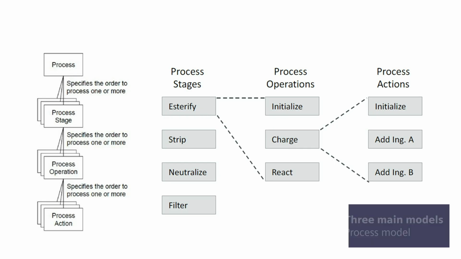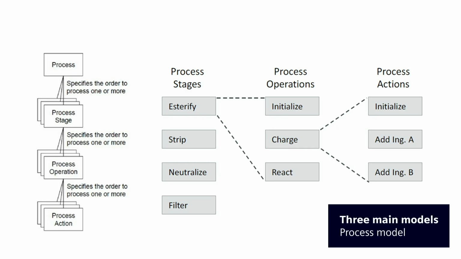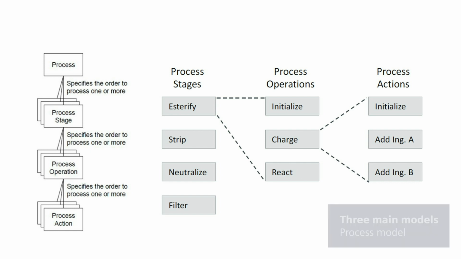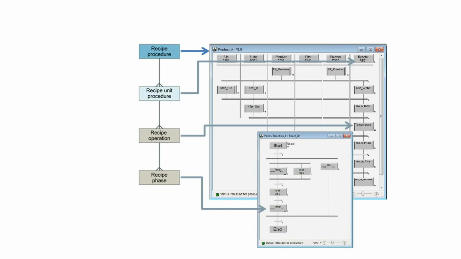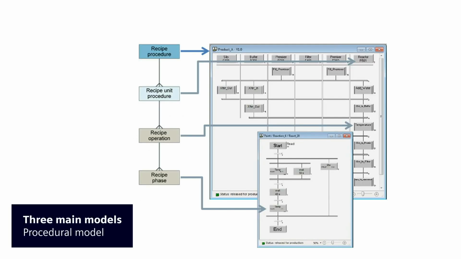The central concept of the S88 Batch Control Standard is separating the recipe that describes how the product is made from the equipment that is used to make it. The three main models that the standard describes are the process model, which handles the aspects of the chemical and physical changes during production; the physical model, which handles the equipment being used during production; and the procedural model, which handles the recipe structure of the product.